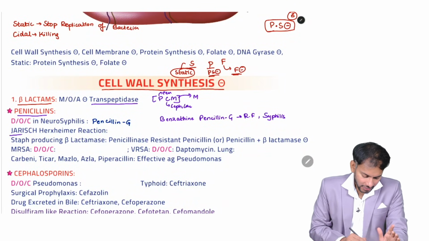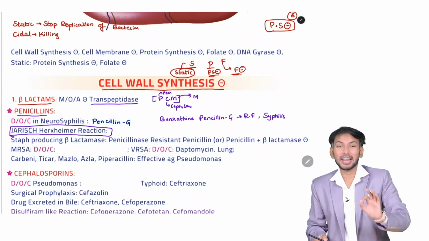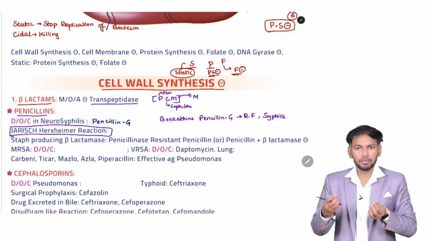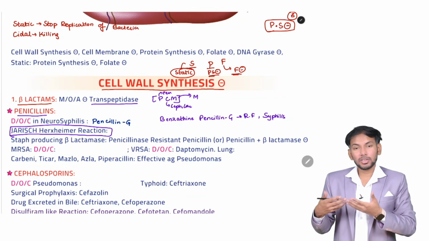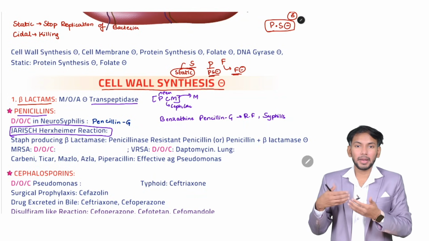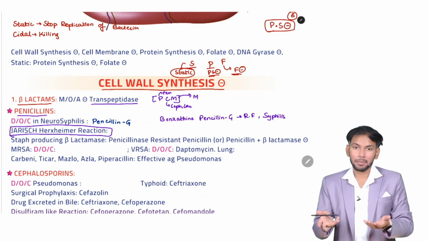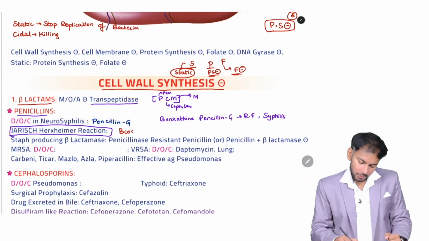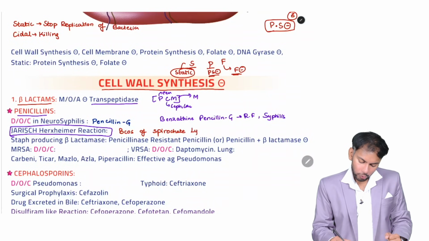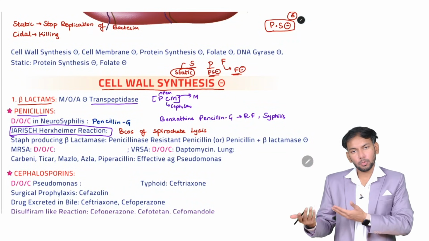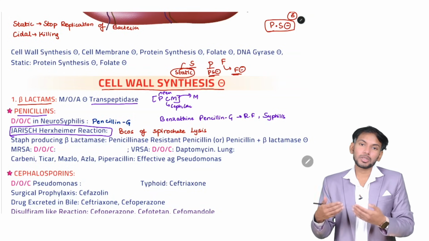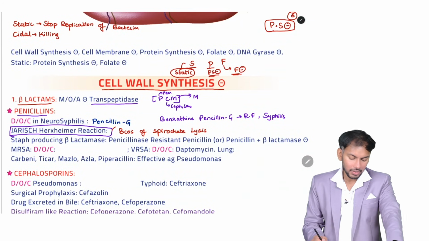Now coming to Jarisch-Herxheimer reaction. Do you know what is this? You must have studied in microbiology. When you give penicillin to a person who is having syphilis, what will happen? It might cause worsening of the skin lesions. It might cause fever, myalgia, decreased BP, increased heart rate. Why is this happening? This is happening because of spirochete lysis. Syphilis is due to spirochetes. Now these spirochetes will start dying and it will produce an immune response. It will cause cytokine release. That is why you see all of these things. That is what is known as Jarisch-Herxheimer reaction.